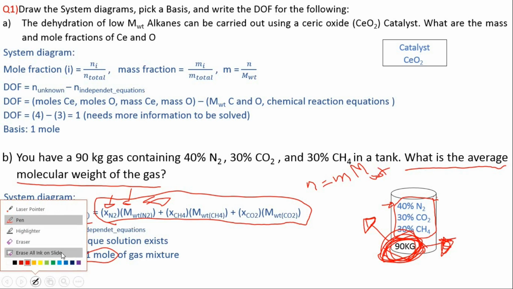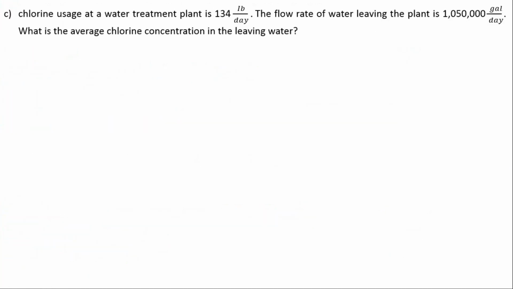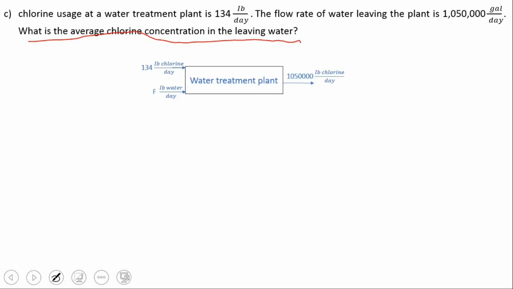So let's move on to the third part of this question. Chlorine usage at a water treatment plant is 134 pounds per day. The flow rate of water leaving the plant is 1,050,000 gallons a day. What is the average chlorine concentration in the leaving water? So let's draw the system. Here is the system basically.